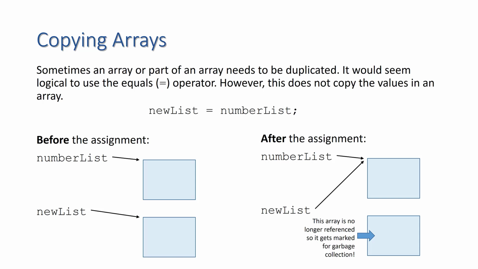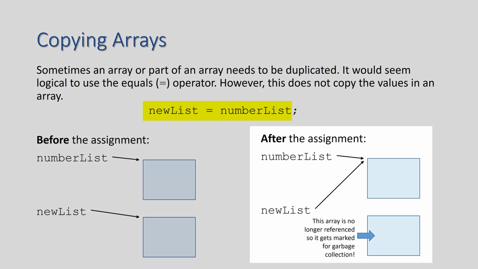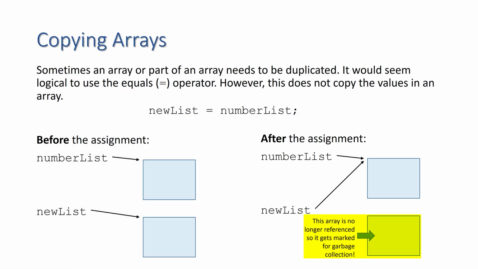The assignment operator cannot be used to copy the contents of one array to another array. As the diagram indicates, the assignment operator copies the reference of one array to another array reference variable. So after the assignment statement executes, the array reference variable on the left side of the assignment operator references the same array as the variable on the right side. Sometimes this leaves an array unreferenced, so when this is the case, the array gets marked for garbage collection.